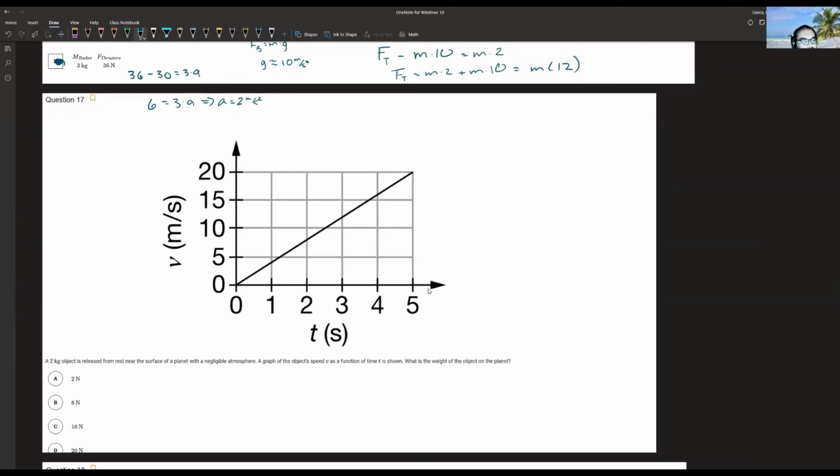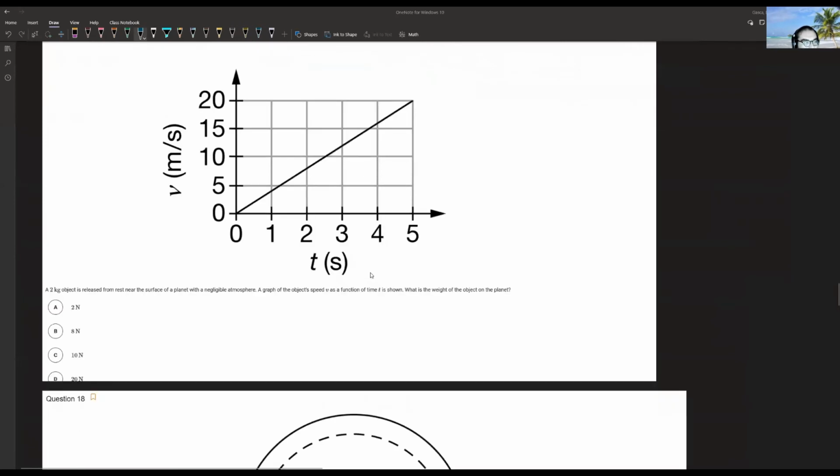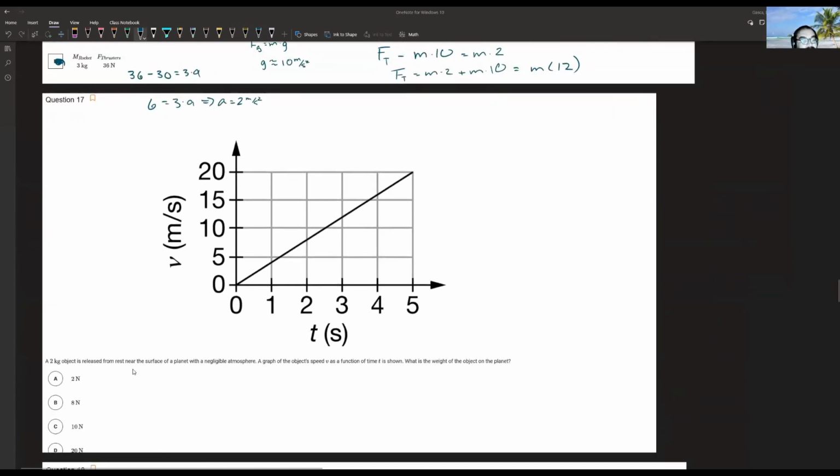Alrighty. A 2 kilogram object is released from rest near the surface of a planet with negligible atmosphere. A graph of the object's speed as a function of time is shown. What is the weight of the object on the planet?